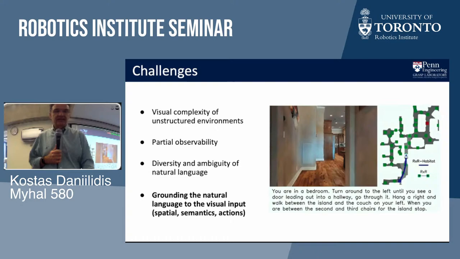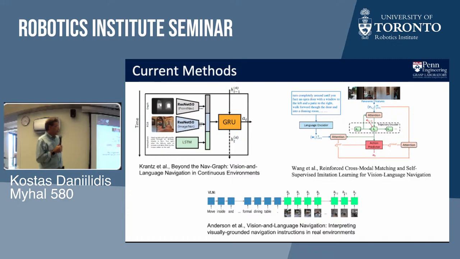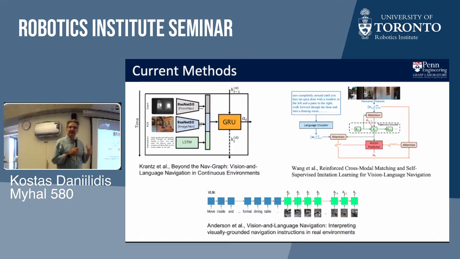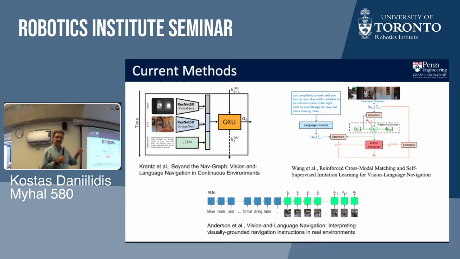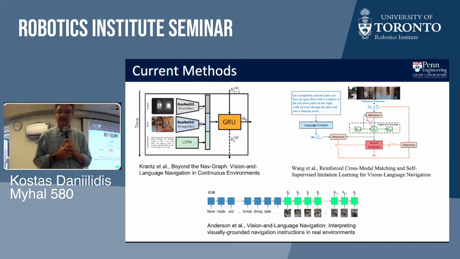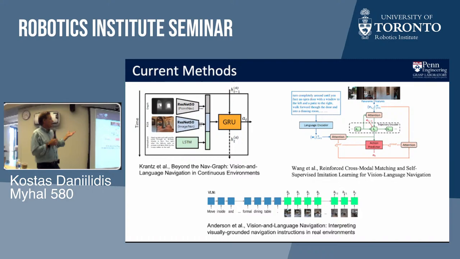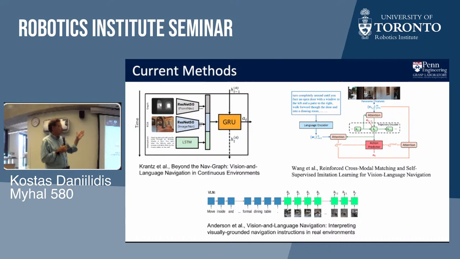So the current methods are either recurrent units, like this GRU, or methods on a graph. I introduced the problem also in a continuous space, because before there were versions where they had already pre-selected places where the robot would pretty much jump, and this was not a really realistic robotic setting. And there are other approaches which solve it by just predicting directly an action after you see the visual input and the language.